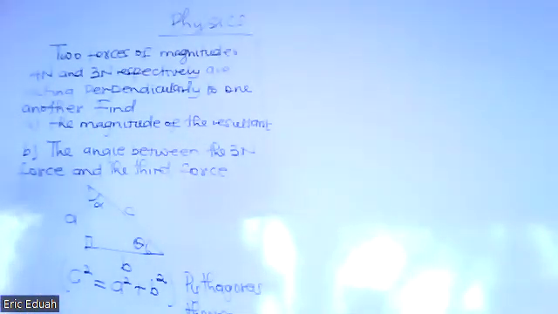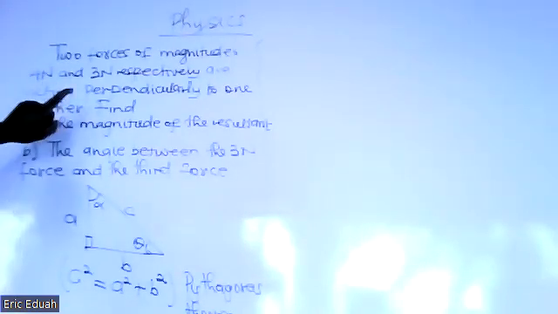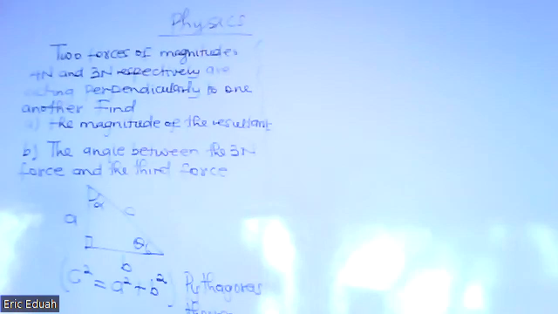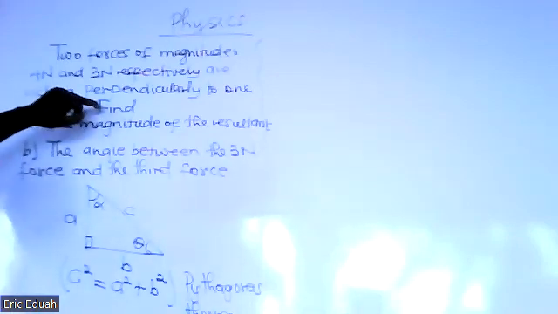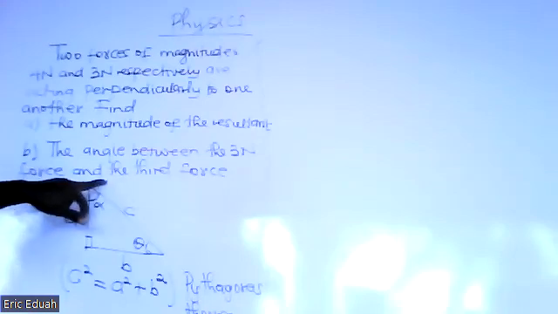Let's look at how the physics people apply this concept in mathematics. An example is what I've put on the board: we have two forces of magnitudes 4 Newton and 3 Newton respectively, acting perpendicularly to each other. The instruction is to find A, the magnitude of the resultant force, and B, the angle between the 3 Newton force and the third force. We are to determine the third force. The third force becomes the resultant force.